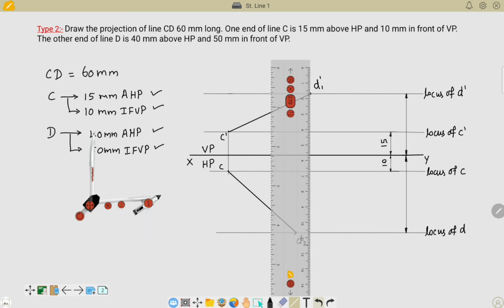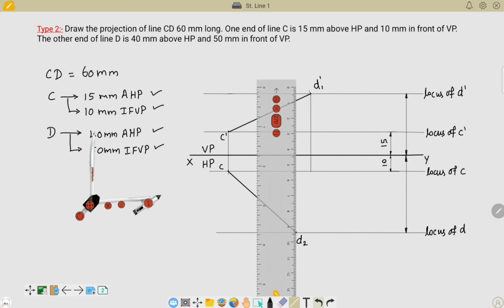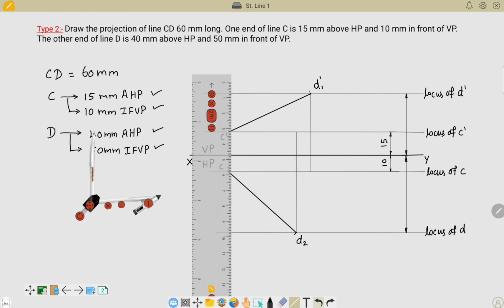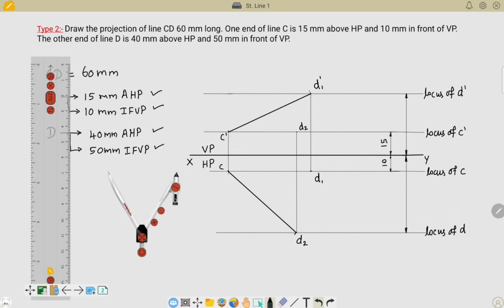I placed my scale like this, and I need to extend this D1 dash line to the opposite locus, which is the locus of C. I'm extending it to the locus of this point. Similarly, I have to extend this D2 point to the opposite locus, that is the locus of C dash. So extending this line up to the locus of C dash, let me name this point. This is an extension of this one, D1, and similarly we'll name this as D2.